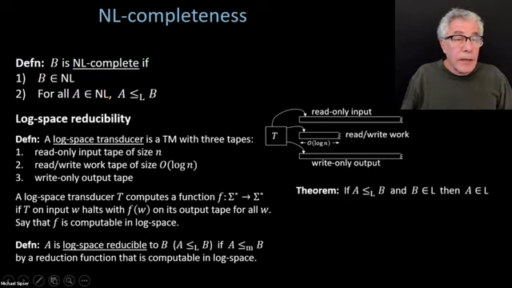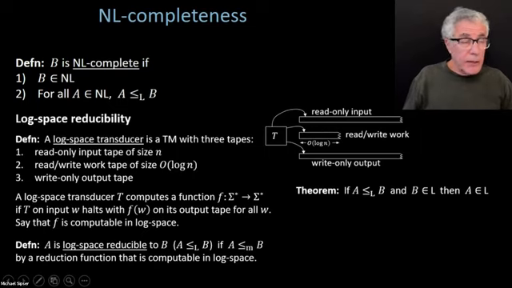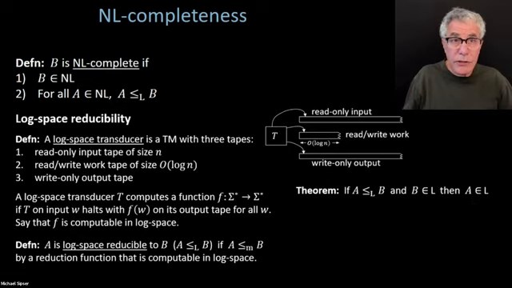Now, there is an issue here that we have to be careful of. When A is log space reducible to B and B is in L, then you want A to be in L. That's the same pattern we've always had for reductions. If A is reducible to B and B is easy, then A is easy.